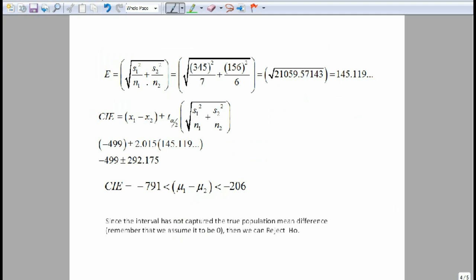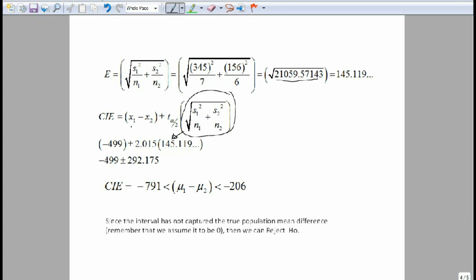So our E is, we took our 345, our standard deviation that we got, and squared it, divided by 7. And then to that we added the 156 squared divided by 6, and that all became the square root of that value. 21,059 in pennies, I'll call it, even though it's not money. Well, once I square rooted that value, then I got 145.119 and so forth. So that's the value that we get for our E, which is here. So I brought that down into our formula.